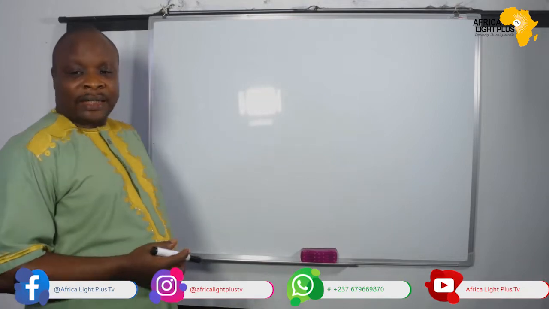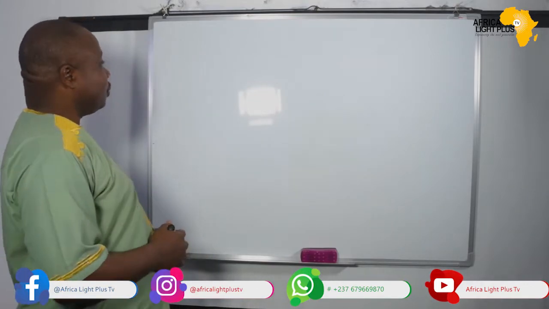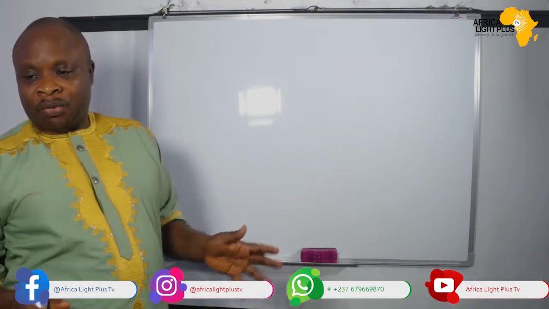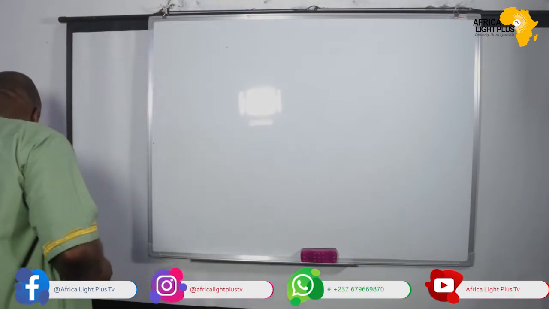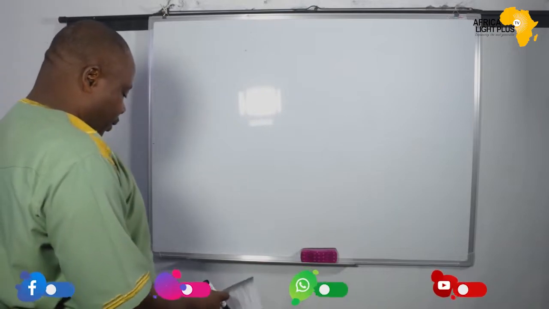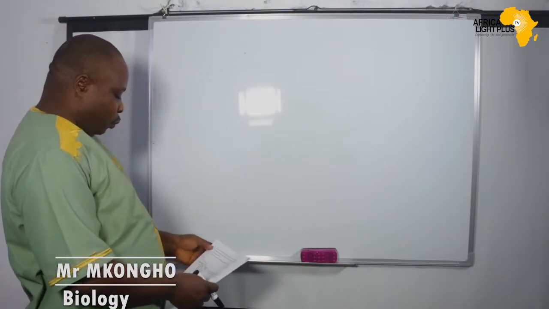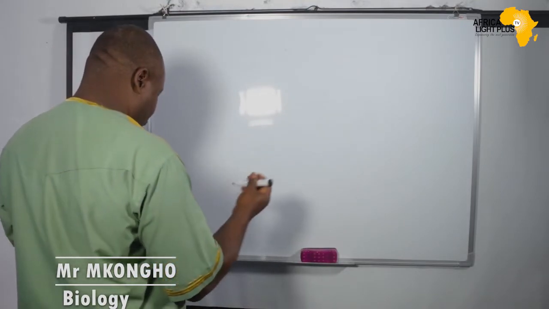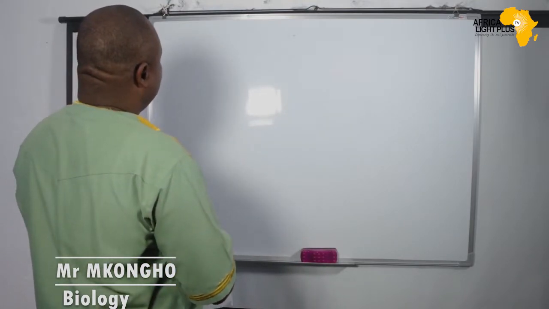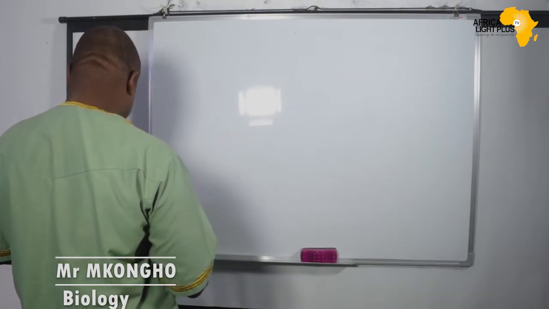We are going to be looking at A-level biology paper 2, revision of some past questions. And straight away we're going to start. I'm going to post the questions right there on the board, and then we go on answering them.